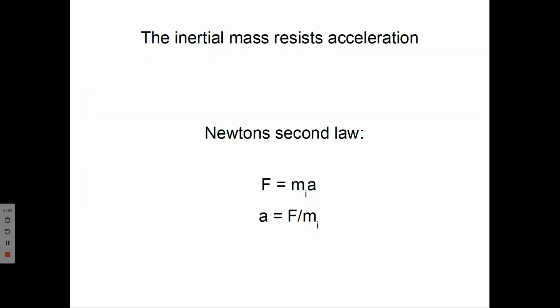We can look at that mathematically. We have Newton's second law. We say that the force is equal to the inertial mass times acceleration, or that the acceleration is the applied force divided by the inertial mass. And then obviously, if the inertial mass is great, then we get a lower acceleration.